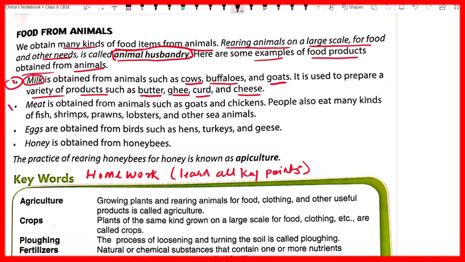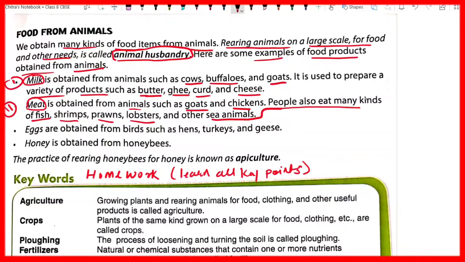The second type of food is meat. Meat is obtained from animals such as goats and chickens. People also eat many kinds of fish, shrimps, prawns, lobsters, and other sea animals. So these are the kinds of food we get from animals.